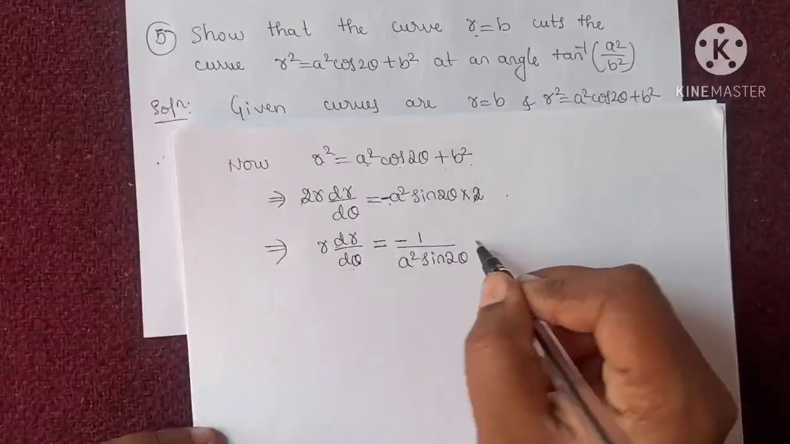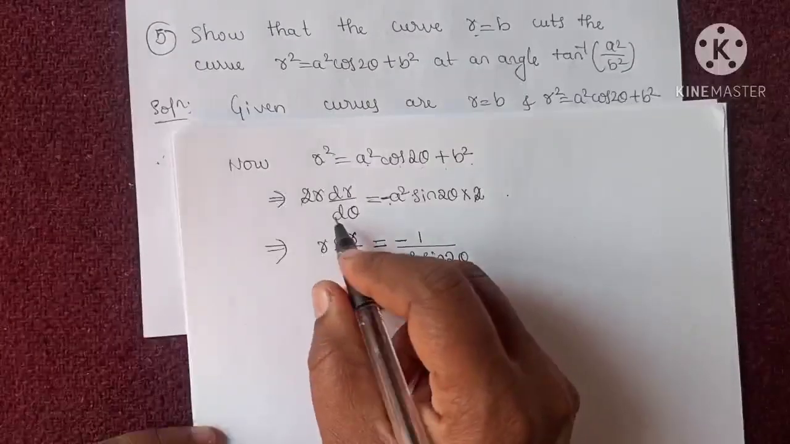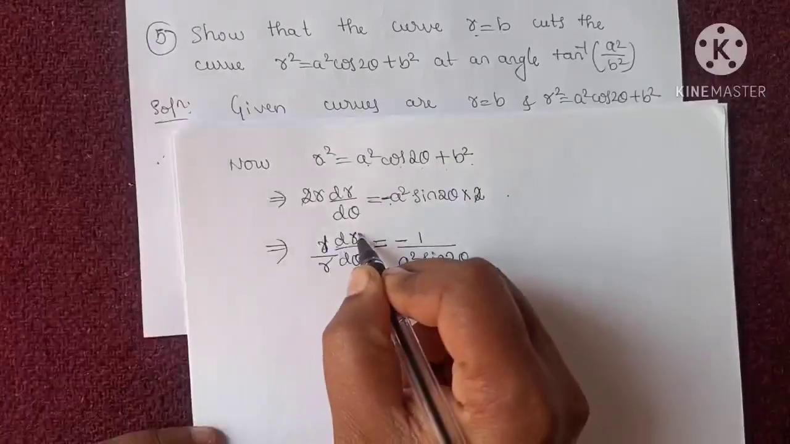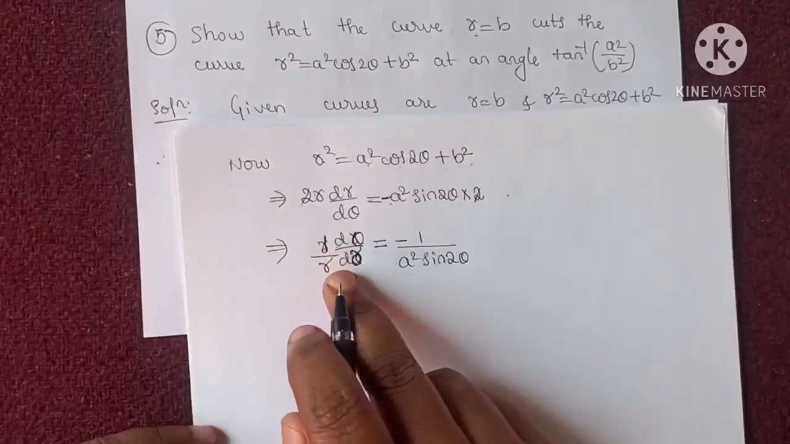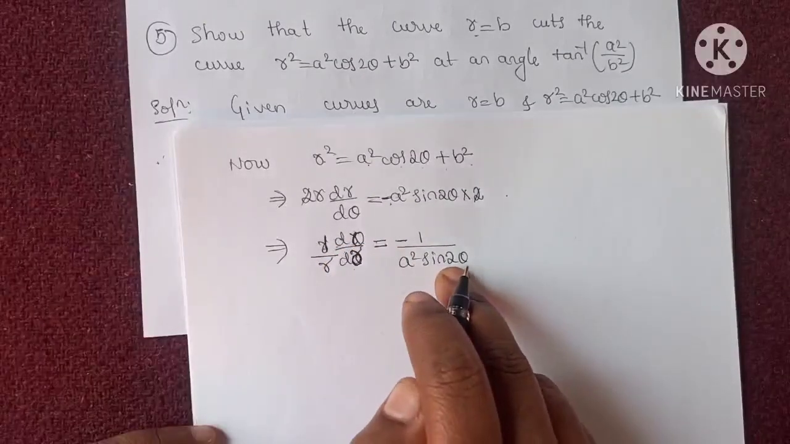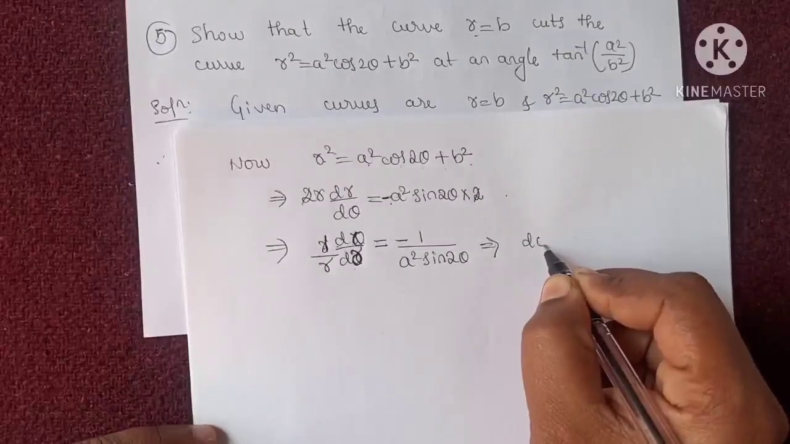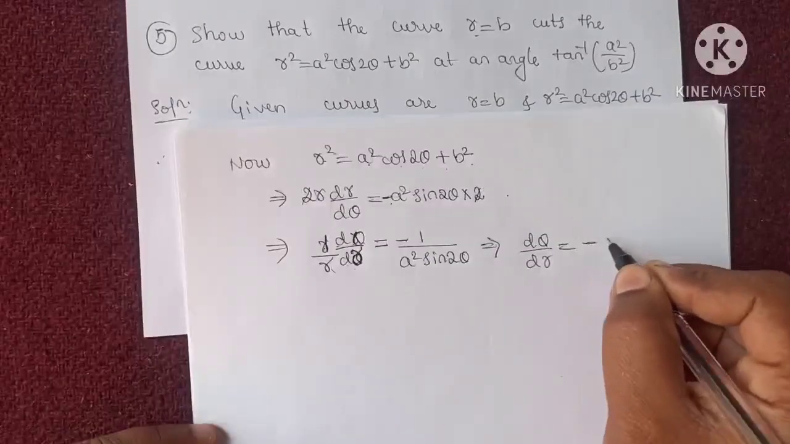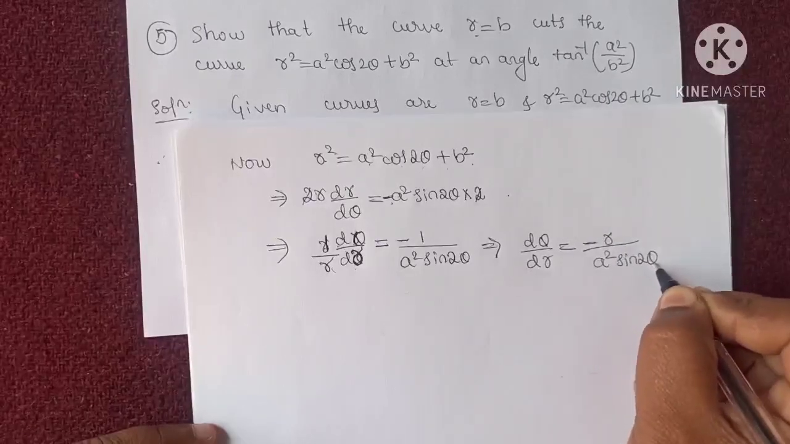Or sorry, taking reciprocal, we get 1 by r d theta divided by dr. So taking reciprocal, 1 by r d theta by dr is equals to minus 1 divided by a square sin 2 theta. So that is d theta divided by dr equals, sending this r to this side, we get minus r a square sin 2 theta.